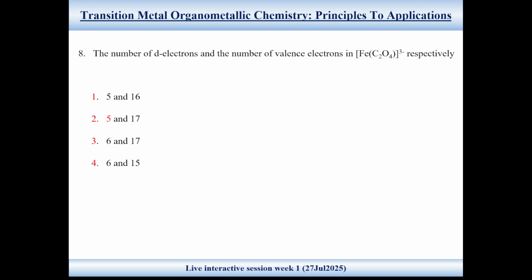So C2O4 is which acid anion? Oxalate ion. Yes, oxalate anion. So the oxalate anion has a 2 negative charge. Minus 2, yes. So now calculate the valence electrons.